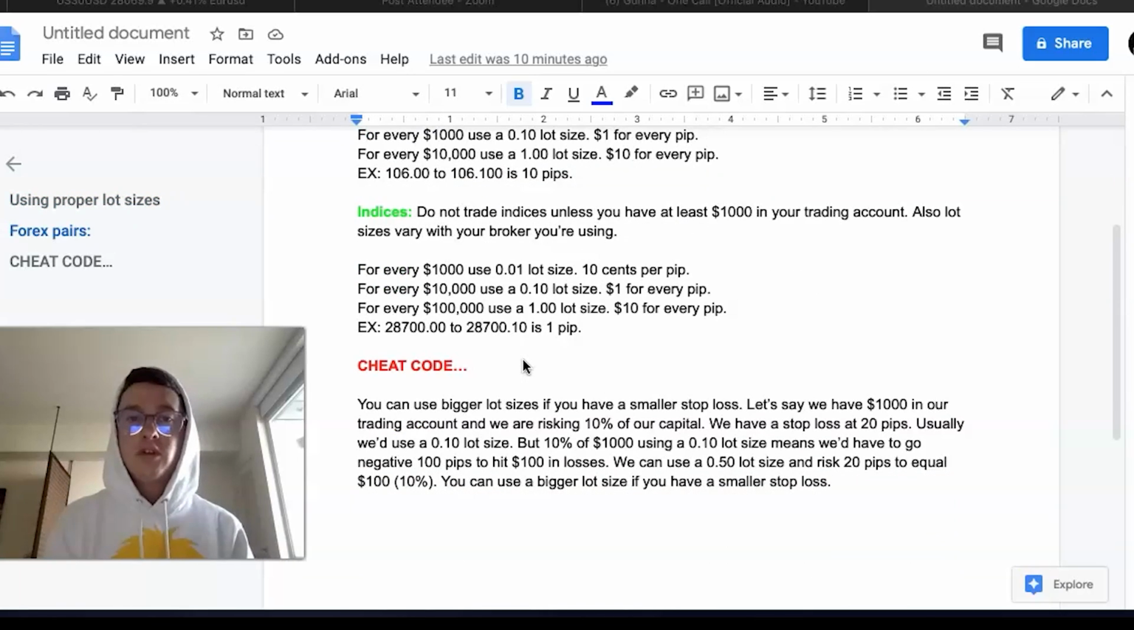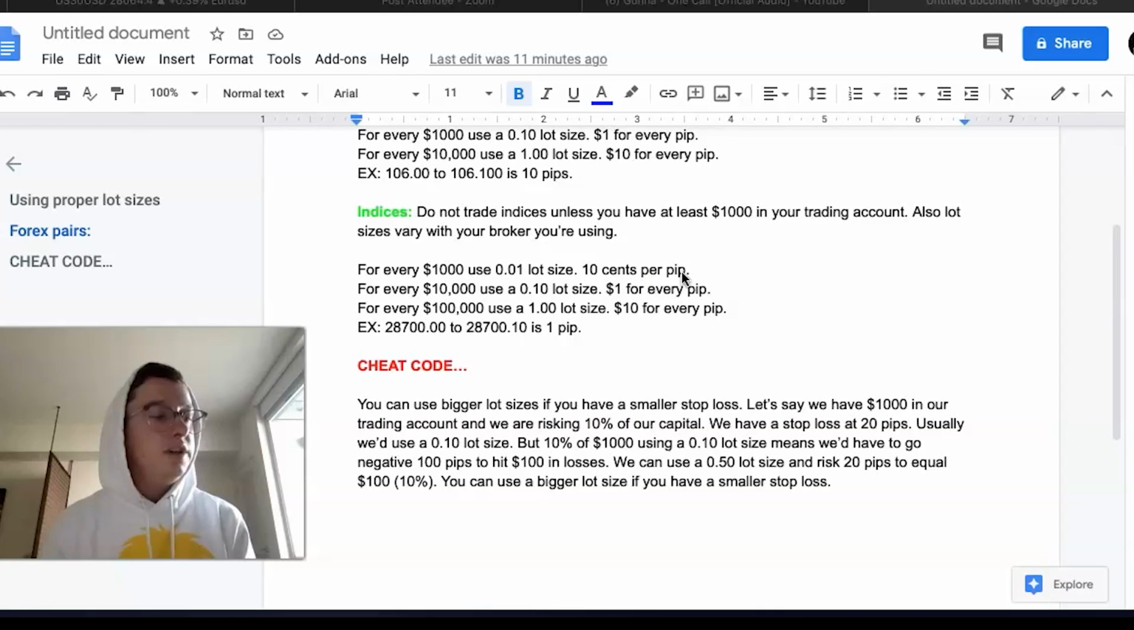Okay, but with the brokers that I've been working with lately, for every $1,000 in your account, you're going to use a 0.01 lot size. So you're going to be making 10 cents per pip here. So the pip count is much higher on indices, guys.